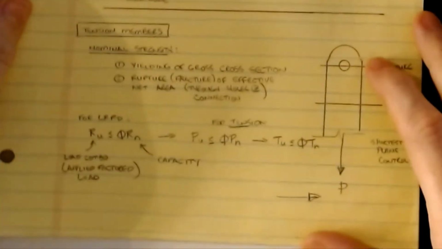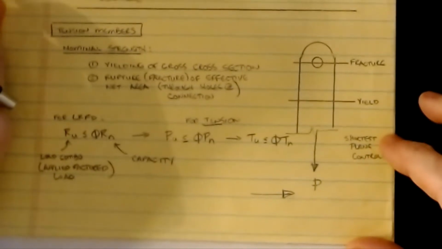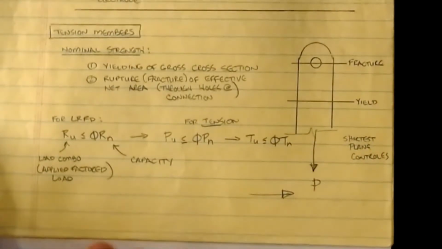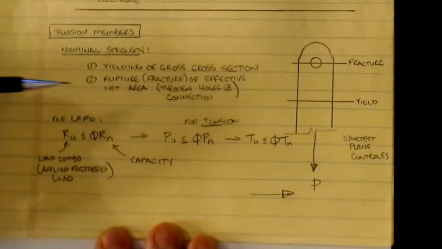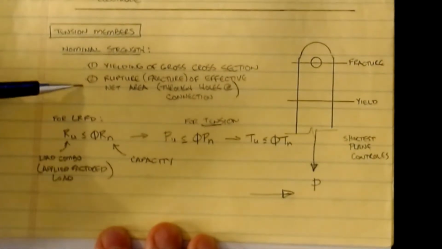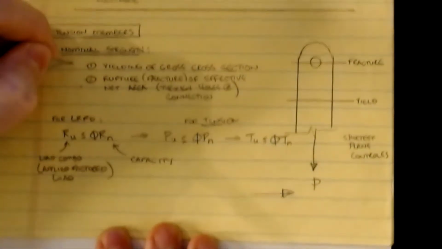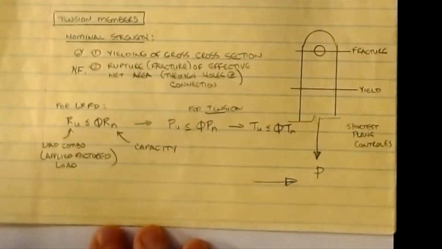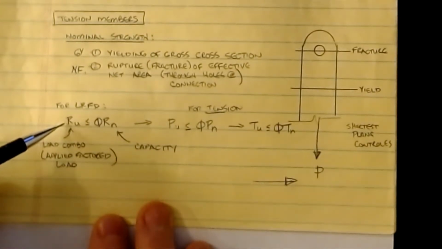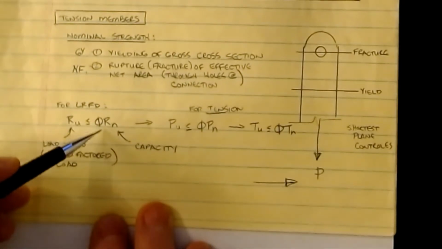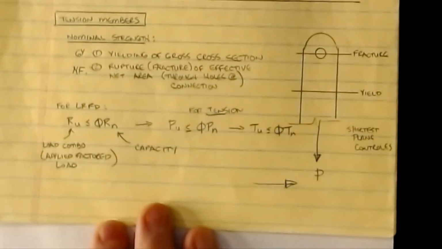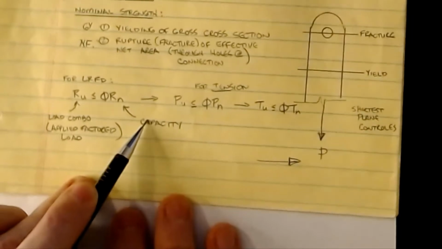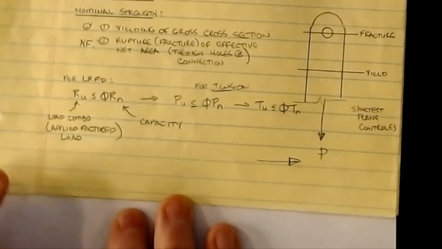So if we look at tension members, the way that we know whether we're looking at a fracture or a yield phenomenon is that the nominal strength we said was divided into these two criteria. Again, this was the GY case, and this was our net fracture case. They'll look something like that. And for LRFD, the equation was that the ultimate load combination, the applied load, had to be less than or equal to phi Rn, which was the design capacity of this. Again, Rn by itself is nominal capacity, phi Rn is design capacity.